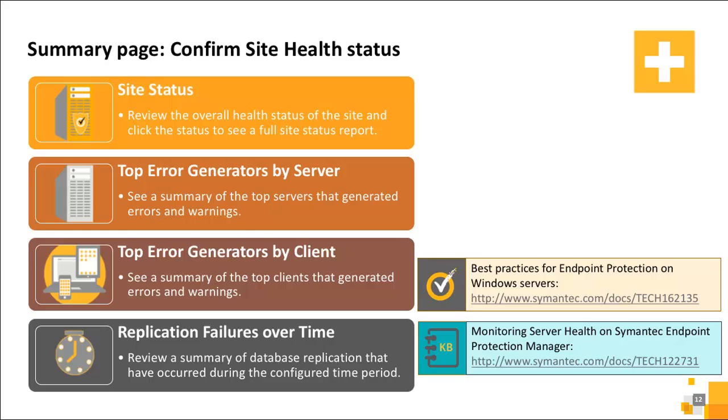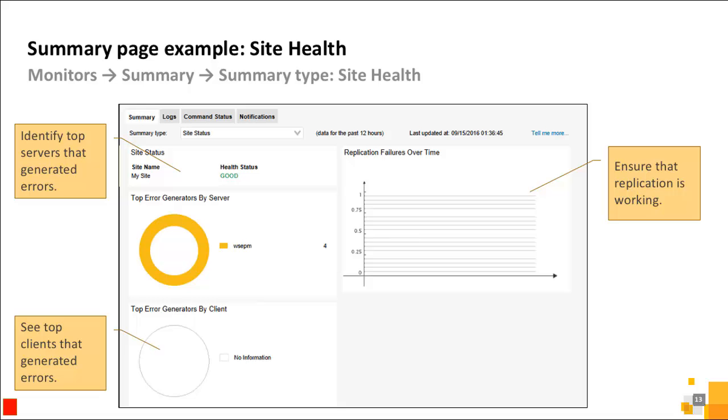errors and warnings. Replication failures over time enables you to monitor your replication partners and ensure that replication completed successfully over a given time period. For more information on monitoring site health, see the links listed on the slide. This slide shows a site health page example.